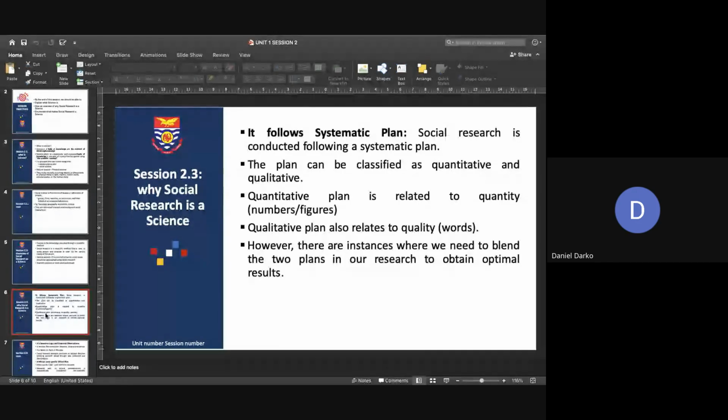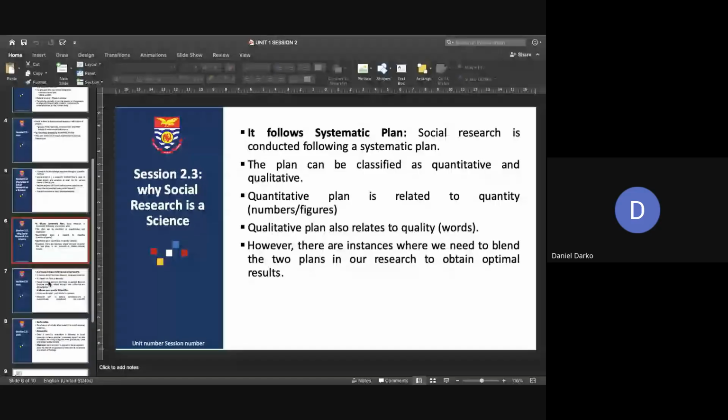A qualitative plan is where we conduct research with the help of words, or opinions or experiences. So you can be a researcher who wants to follow the qualitative plan, or a researcher who wants to follow a quantitative plan. But there are also some researchers who want to blend both the qualitative plan with the quantitative plan, where they would want to interview people and at the same time distribute questionnaires so that they can get both the numbers or the figures and the words at the same time.